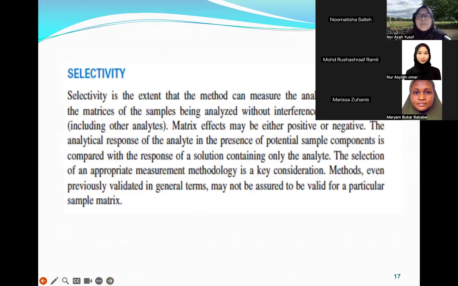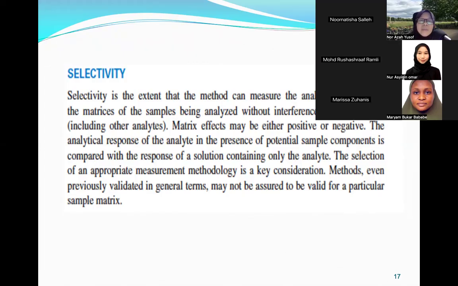So what is selectivity? Selectivity is the extent to which the method can measure the analyte of interest in the matrix of the samples being analyzed without interference from the matrix. This is very important for all analysis, because when we do analysis, it's not always a clean sample. If you do river water analysis, you can imagine how the river water is full of extra things. That is called the matrix.